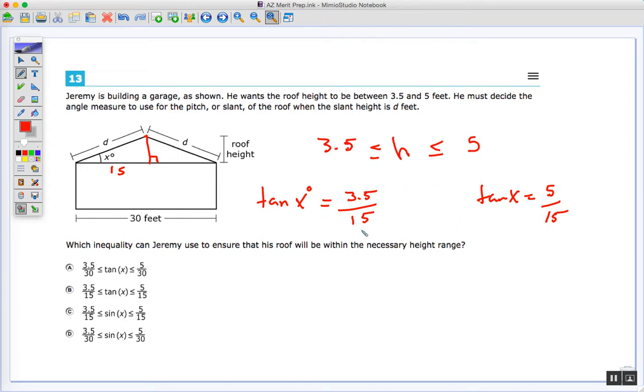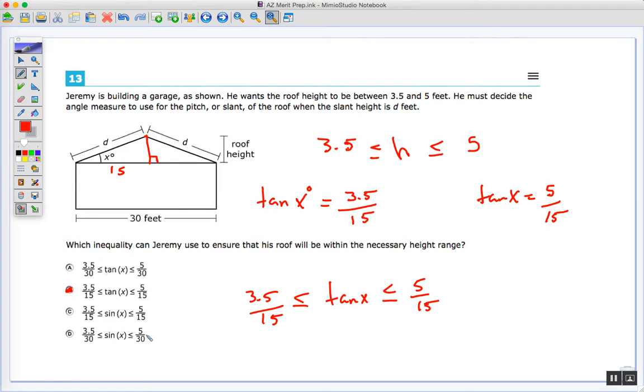So let's look at these values. We've got 3.5 divided by 15 and 5 divided by 15. So this is a larger number. So we can say tangent of x is greater than or equal to 3.5 divided by 15, but less than or equal to 5 divided by 15. And that would be this one right here.